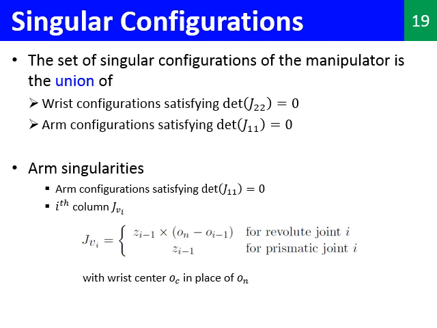And for the arm singularities, we have to find the configurations where determinant J11 is equal to 0. The i-th column of J_v_i is given by this expression, and here O_n will be replaced by the wrist center O_c.